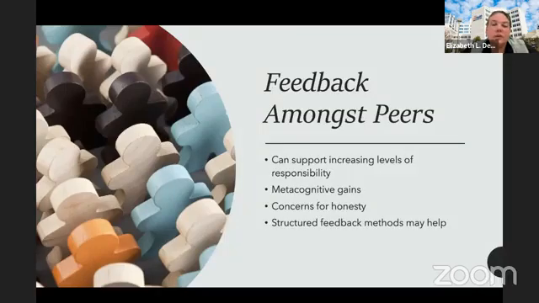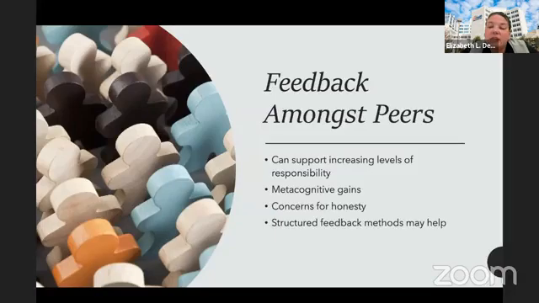We also need to talk a little bit about feedback amongst peers. In my department, several residents are working together all the time, and so we're giving feedback to each other as well. This can be supportive of increasing levels of responsibility. The first and second and third batches are all working together in our department.